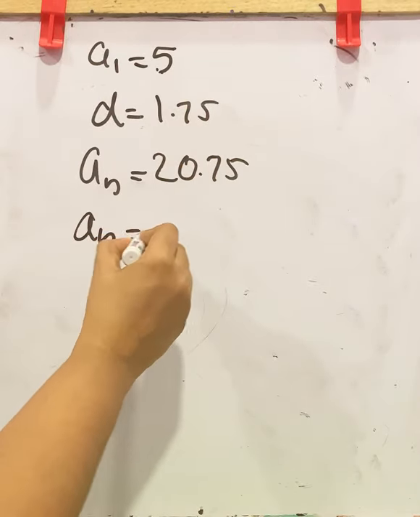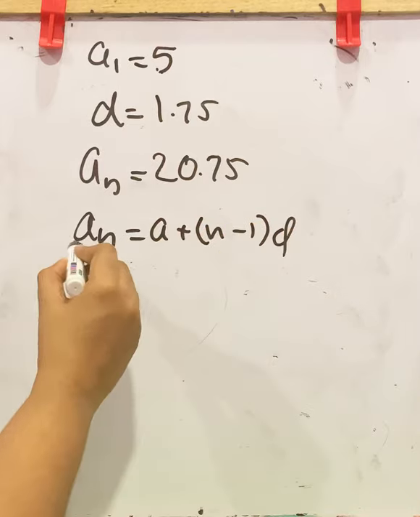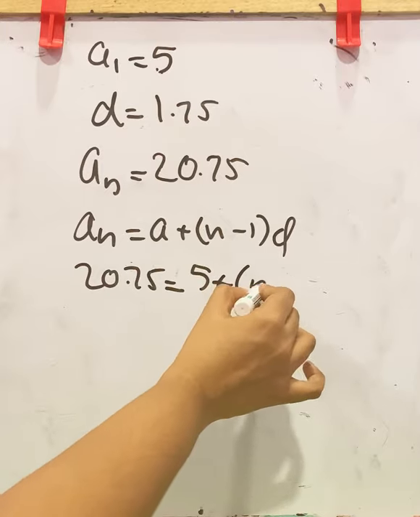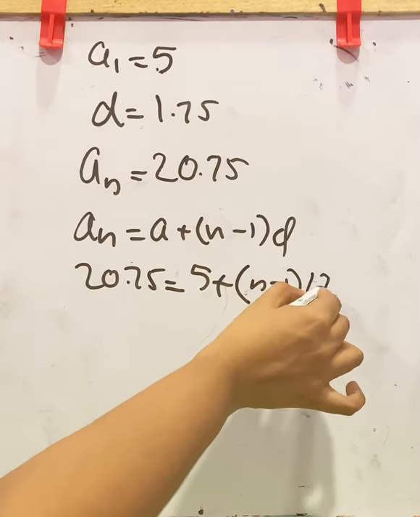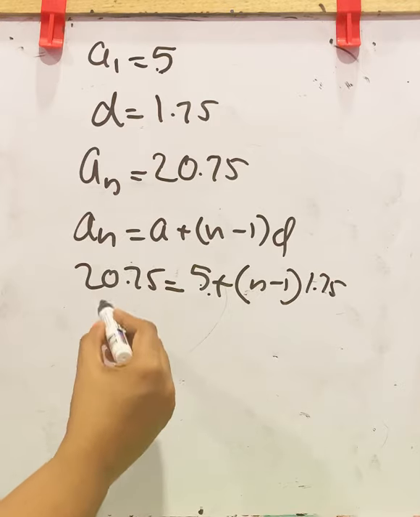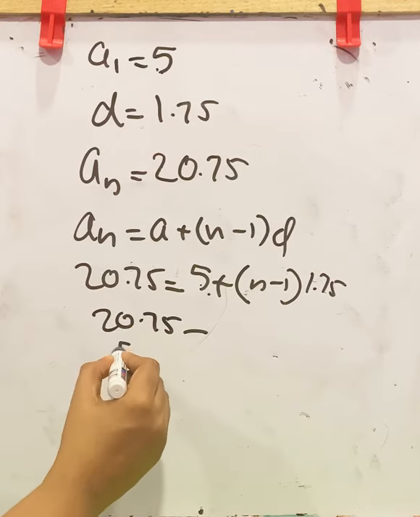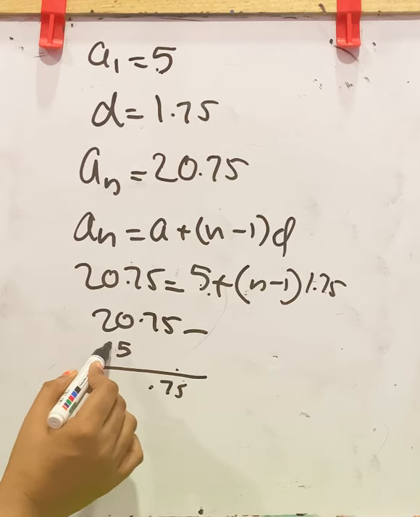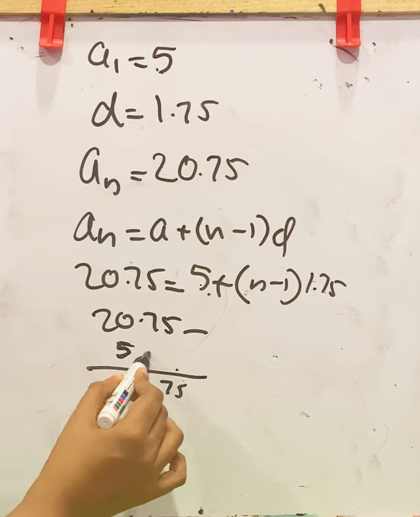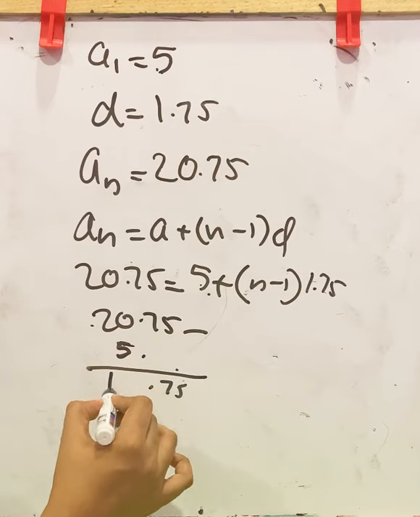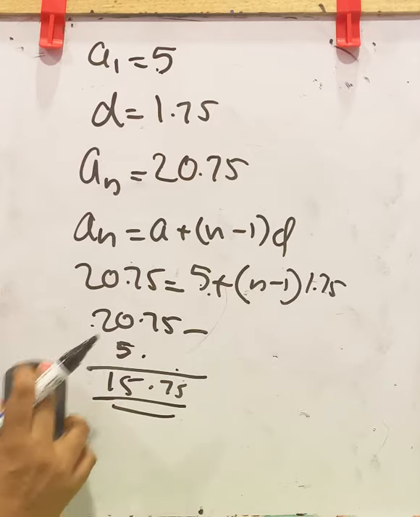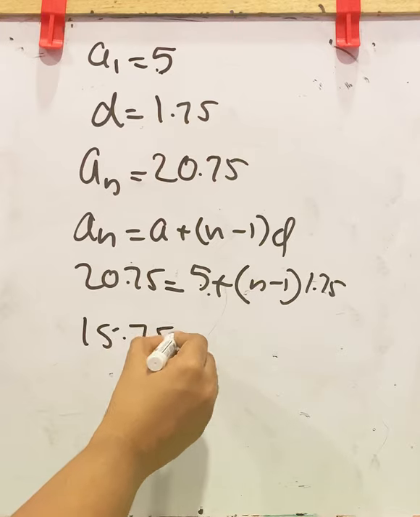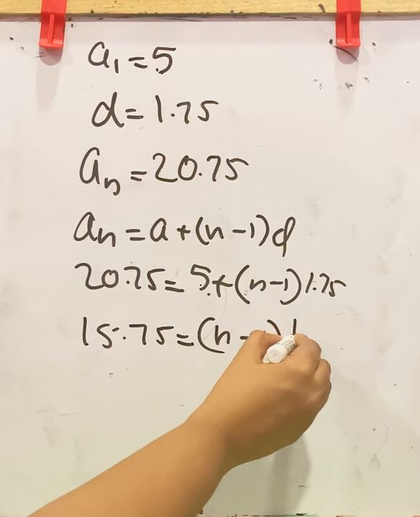Here AN equal to A plus N minus 1 into D. AN is 20.75 equal to A is 5 plus N, which we don't know, minus 1 into D, here 1.75. Now taking this 5 to the side, 20.75 minus 5. Here 0.75 carry down. Don't write 5 here. 5 is a whole number, so write it here. This is the decimal part. 20 minus 5 is 15. So 15.75 equal to N minus 1 into 1.75.